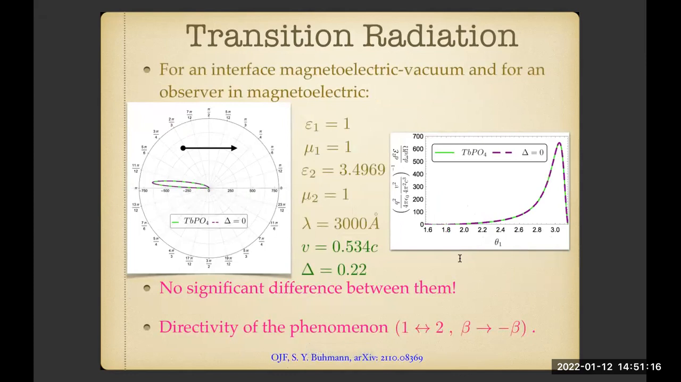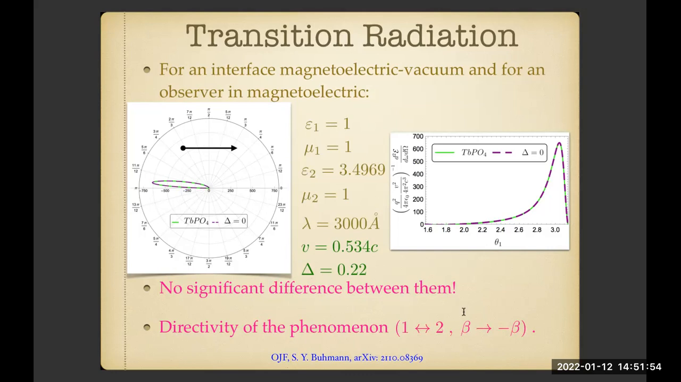And then obviously one could ask, how about if we swap the situation, if the particle comes from the left and goes to the right? Here I show you the opposite situation. And here we found that there's no significance between them. So we also found that numerically there's no difference between them. So that accounts for the directivity of the phenomenon.